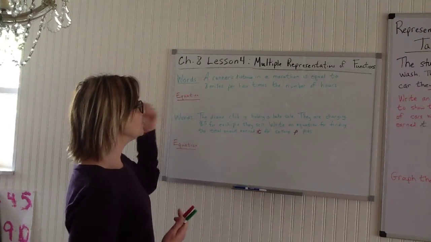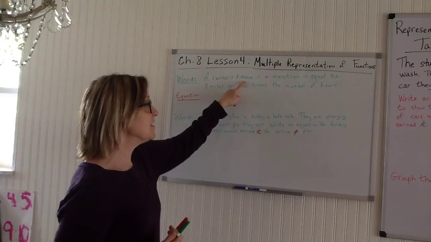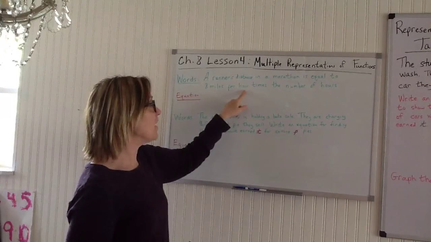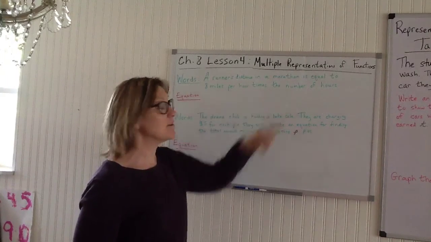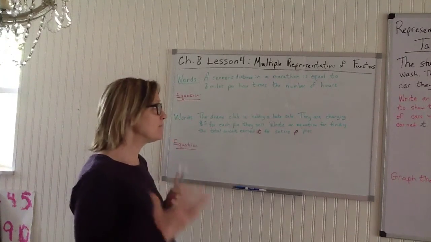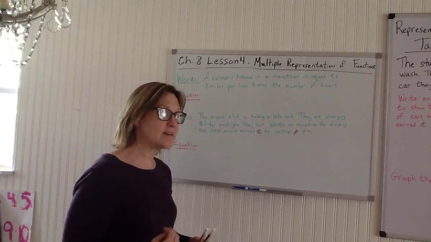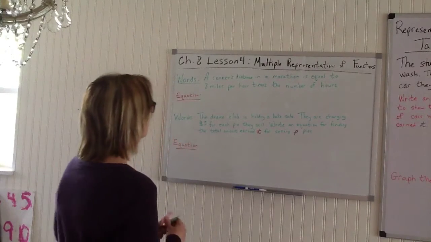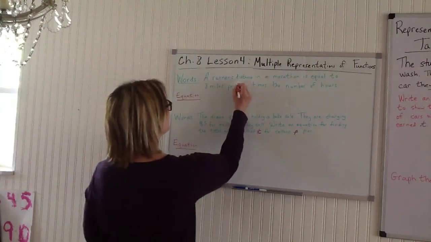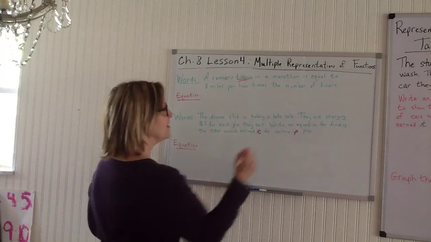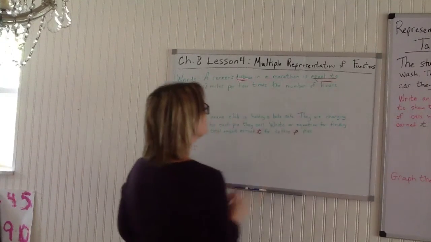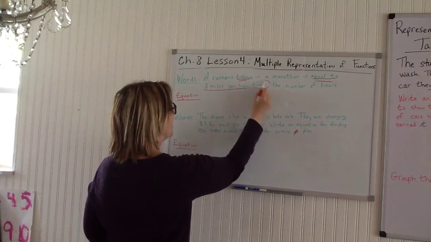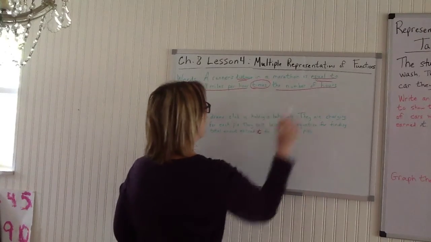So we have this situation. A runner's distance in a marathon is equal to 8 miles per hour times the number of hours. So I have a feeling now about what the problem is. I want to get a little more detail out of it, so I'm going to read it a second time. A runner's distance in a marathon is equal to 8 miles per hour times the number of hours.